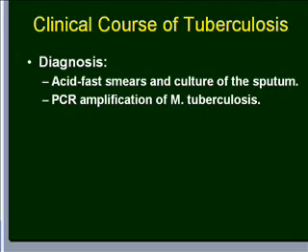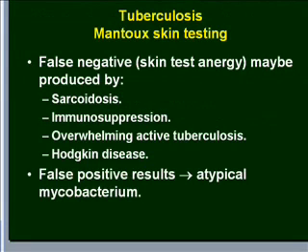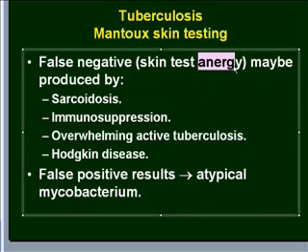We can also do the skin test, the Mantoux skin test. We discussed the negative tests. When the patient has an overwhelming infection or sarcoidosis, this test can be negative. I want you to listen to my lecture on sarcoidosis to understand what anergy is and how it develops. So also remember, if the patient has overwhelming tuberculosis, this skin test can also be false negative.